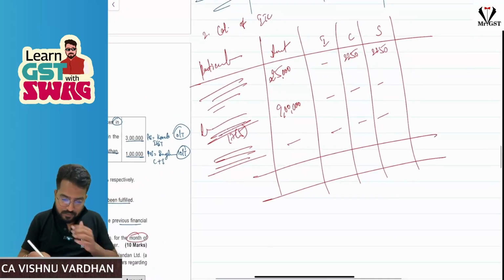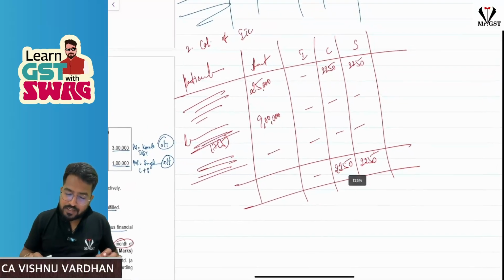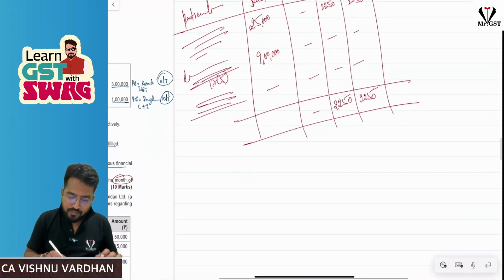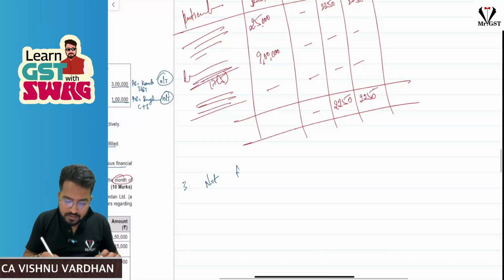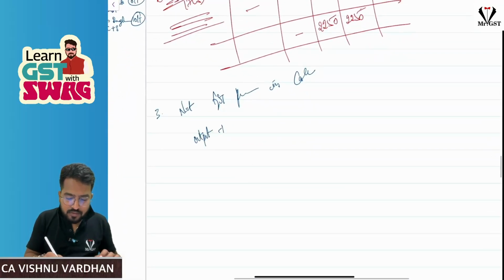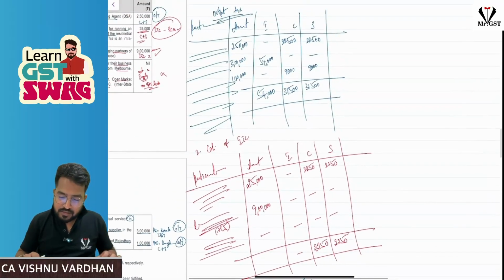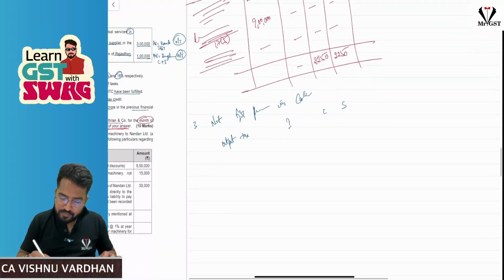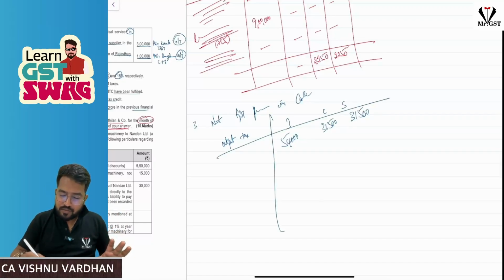If you see total ITC, what is the total ITC eligible for you? Sir, 2250. 2250 is the total ITC eligible for you. Now what is the last step? Net GST payable in cash. Okay. So now output tax. How much? IGST, CGST, SGST. Sir, output tax is 54,000, 31,500, 31,500. Guys, I repeat, please ignore my handwriting.